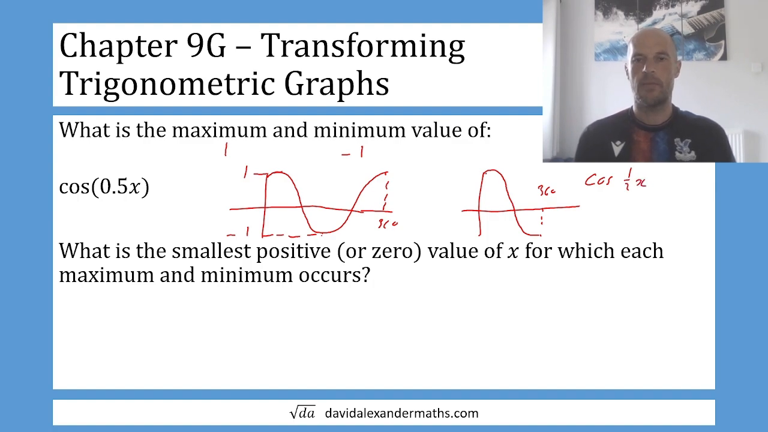Okay, so our maximum is when x is 0, so 0 degrees will get us that first maximum of 1, and the minimum will be at 360 degrees. So 360 degrees will give us our minimum of -1.